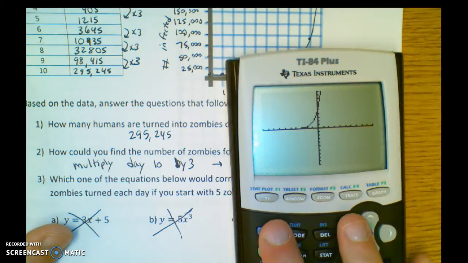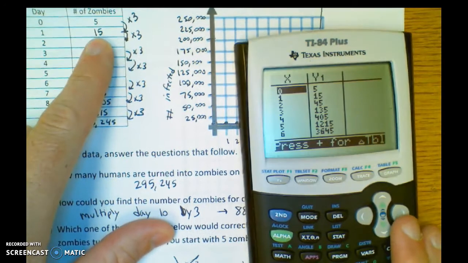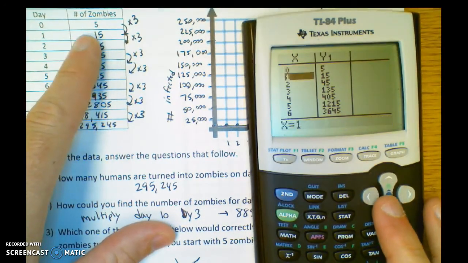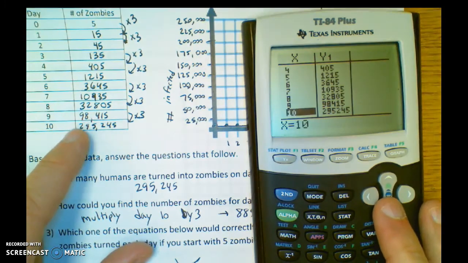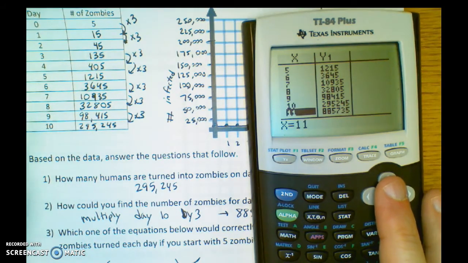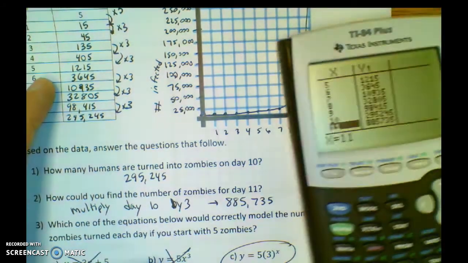Let me hit second table and see the numbers. Take a look at your numbers compared to your table. 0 goes with 5, 15, 45. So I think we found the equation based on what we're doing here. And here's another way you could have found how many there were on the 11th day. So this is the equation. This is a new type of equation.